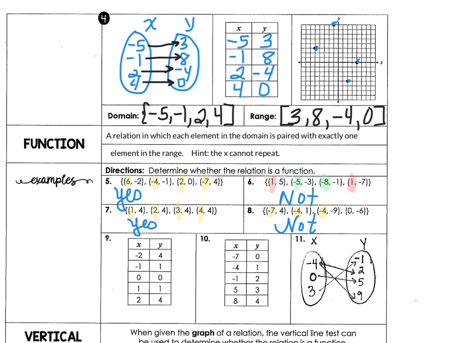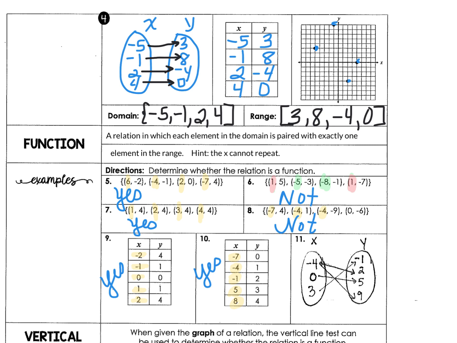Okay, let's look at number 9. Again, let's look at the x column. -2, -1, 0, 1, 2. Those are all different numbers. None of them are repeating. So yes, that's a function. Look at the next one. -7, -4, -1, 5, and 8. So again, I don't see any repeating numbers. So yes, this is a function.